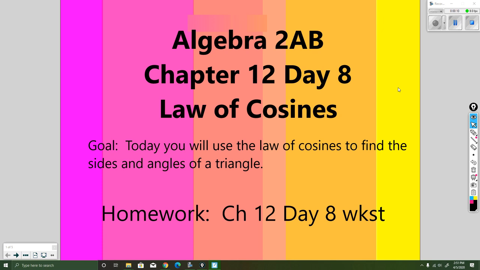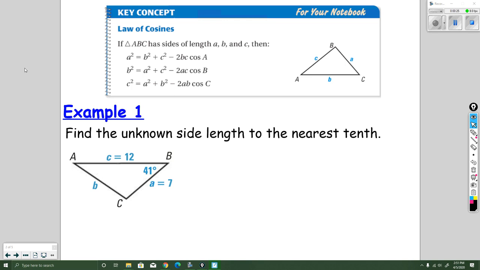All right, so today we're going to talk about law of cosines and how we can use that in some non-right triangles to find sides and angle measures in a triangle. Last lesson we talked about law of sines. Today we're talking about a different law, the law of cosines.